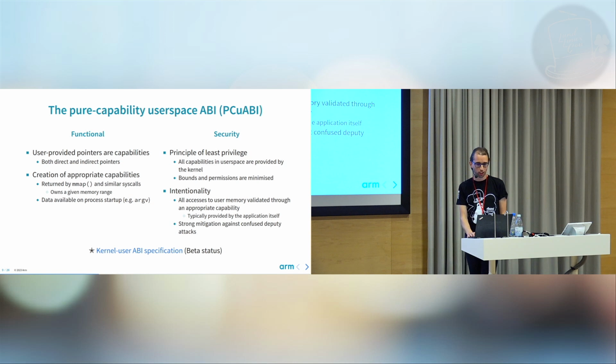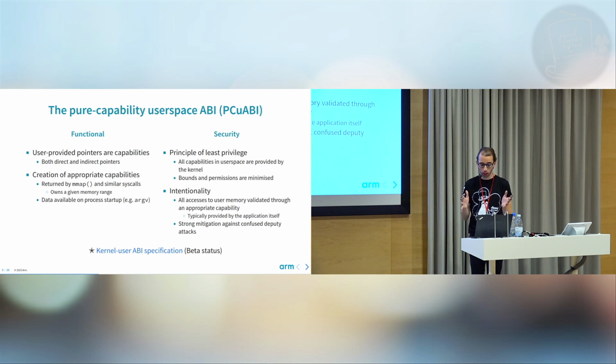Then on the security side, there's two very important principles on the design here. One is the principle of least privilege, which makes sense in this whole capability world. We just want to minimize the bounds and permissions. We want to minimize what you can do with these capabilities you obtain. And the other one is intentionality. That's the idea that when user space asks for an operation to be performed, the kernel should always do this operation using the provided capabilities, so that the kernel does not use its own privilege to do that. And that's a pretty strong mitigation against any kind of confused deputy attack.